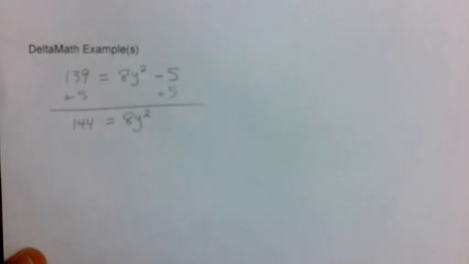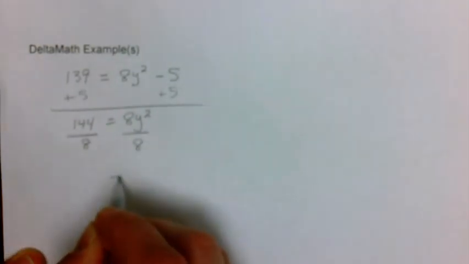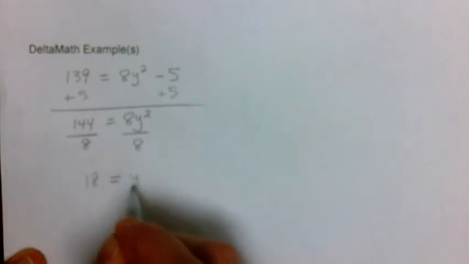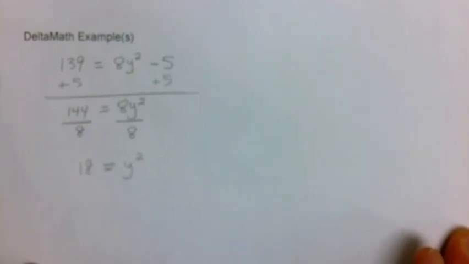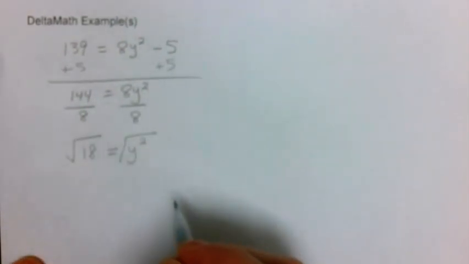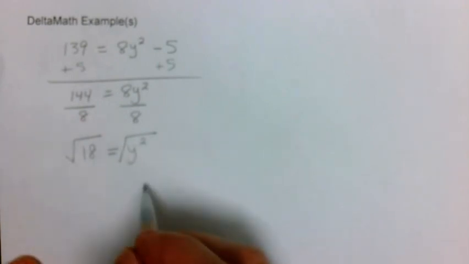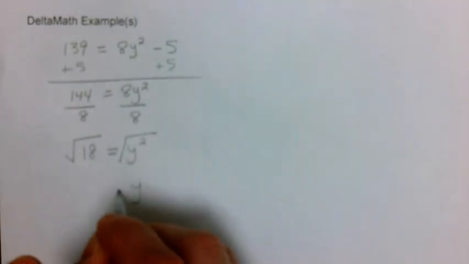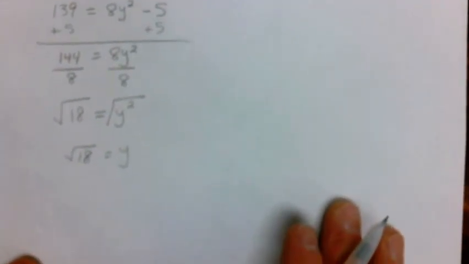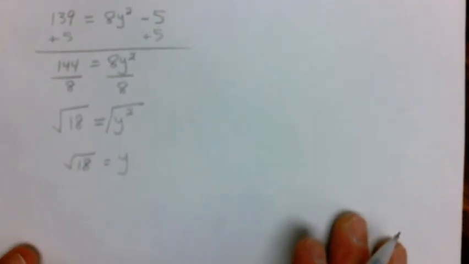All right, and now we need to get the value of y squared, so let's go ahead and divide each side by 8. And when we do that, 144 divided by 8 is 18, and it equals y squared. So now what I need to do to get the value of y is take the square root on each side. Well, the square root of y squared is y, and the square root of 18, well, 18 is not a perfect square, so now I'm going to write my answer in simplest radical form.